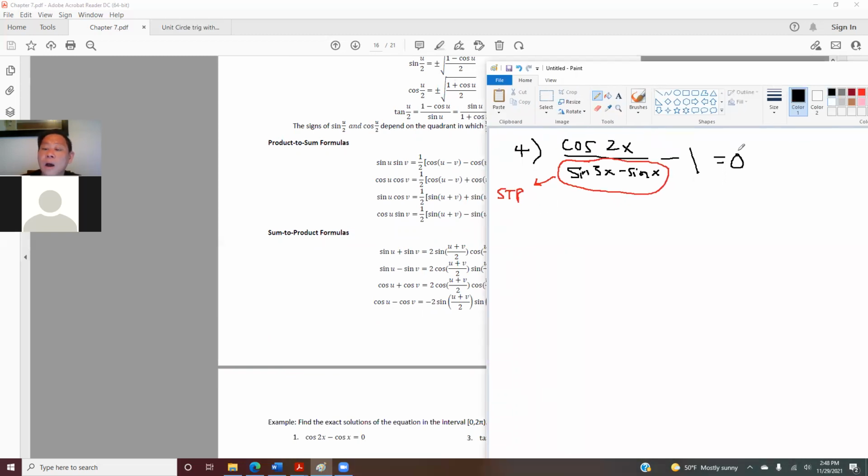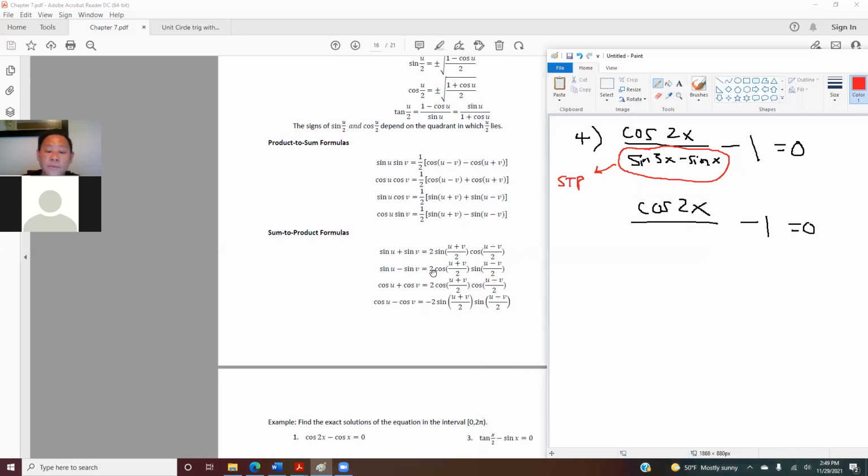So the top one, I still have cosine 2x. I'm not using the double angle formula here. The reason why you will notice later on, but I'm going to use the sum to product here. So that means following this, I will get 2 cosine, add this up, so 3x plus x over 2. So that will become cosine 2x.